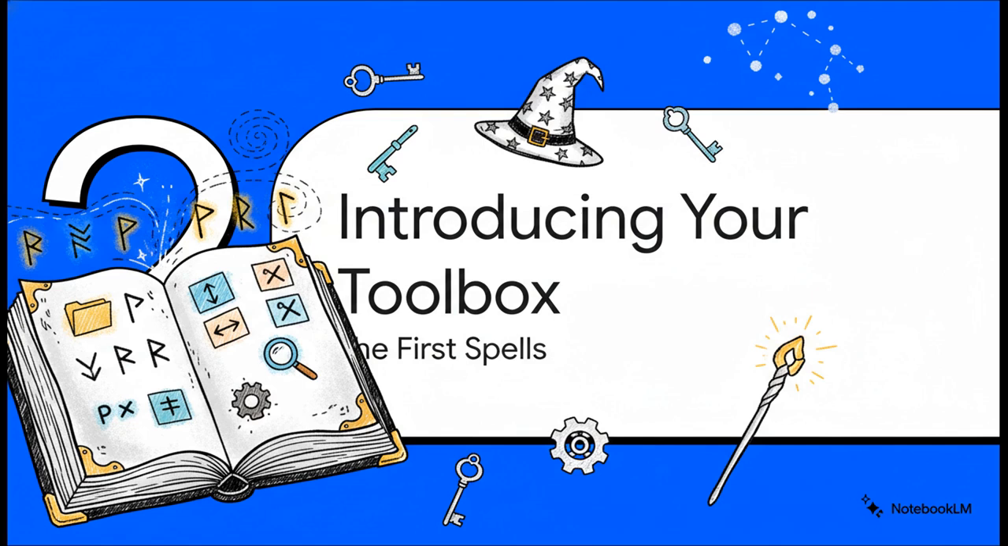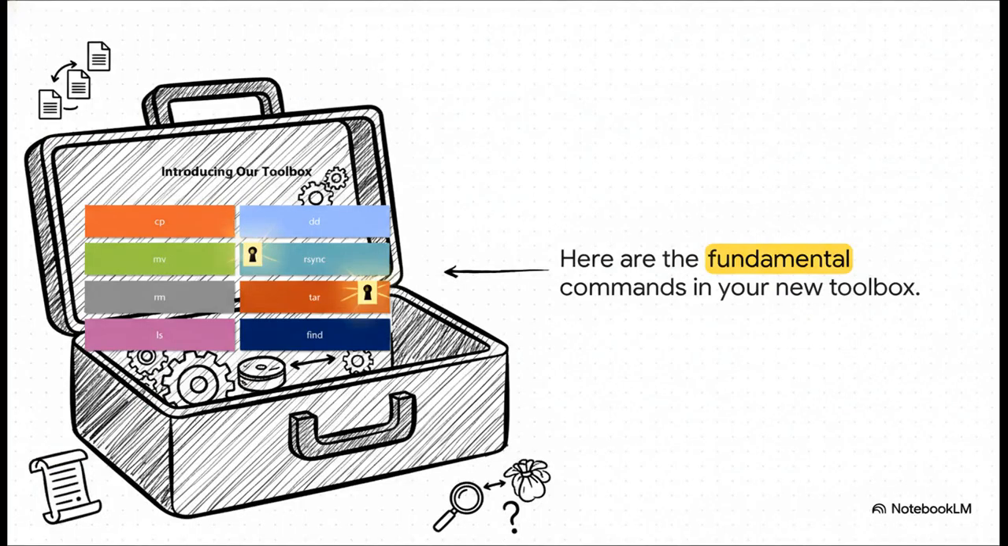All right, so every wizard needs a spellbook, right? For us, that means getting comfortable with our first handful of commands. Think of these as your starter pack, the absolute essentials for getting around and managing stuff in Linux. And here they are, your first set of tools. You've got names like CP, MV, RM, and find. Right now, they probably just look like a bunch of weird cryptic letters. But trust me, each one of these is a key that unlocks a very specific and very powerful ability.